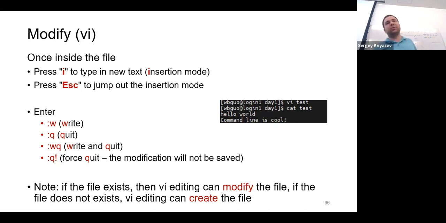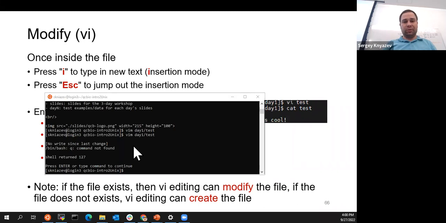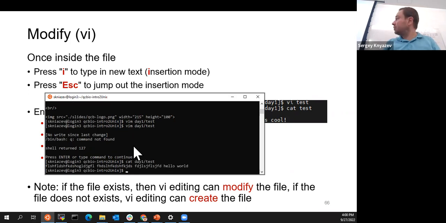So modify your text in the test file, save it, quit, and output what you have edited by using the cat command. So let's use the cat command. I exited from the VI editing mode, and I'm trying to print it out. So day one test. Oh, it printed out my input.